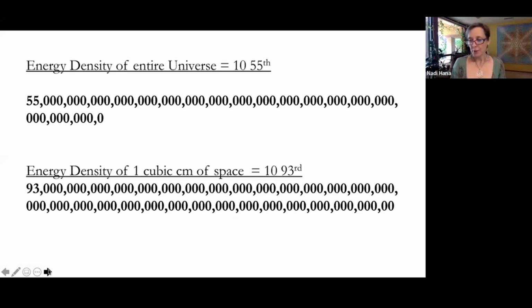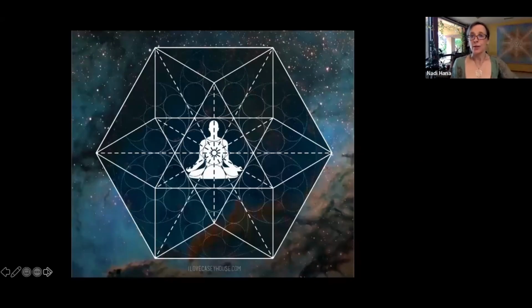We can try with some numbers from the Hubble telescope, but that's the entire universe compacted. But the energy density in that single cubic centimeter of space is 10 to the 93rd, right? It's almost double the amount of energy that is in our entire universe, in that tiny point of singularity, right? So much energy. When you start to work with the vector equilibrium, you're starting to tap an understanding that geometry can get us to infinite sources of energy, right? And infinite sources of energy outside of ourselves, but also within ourselves.